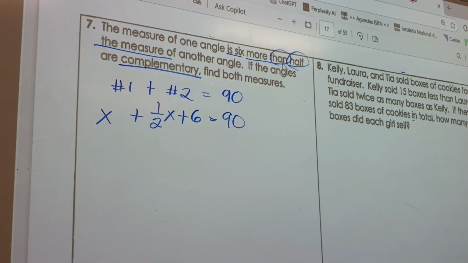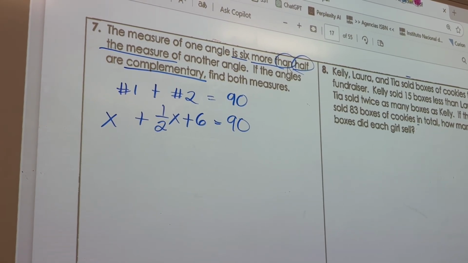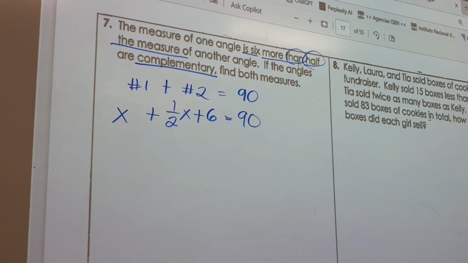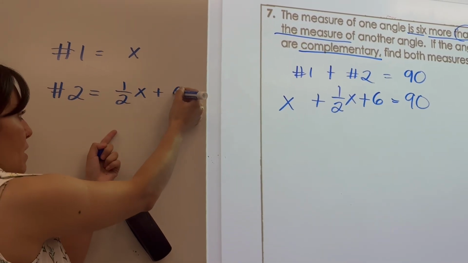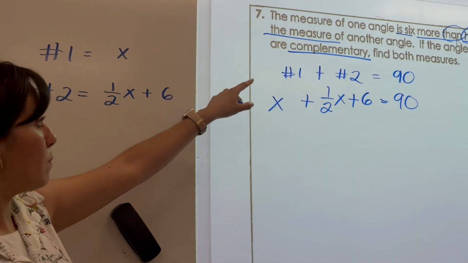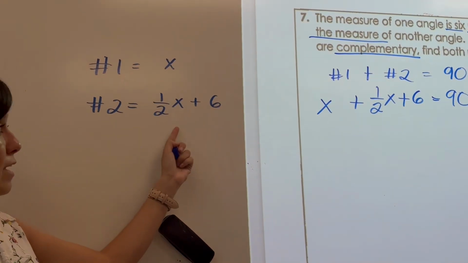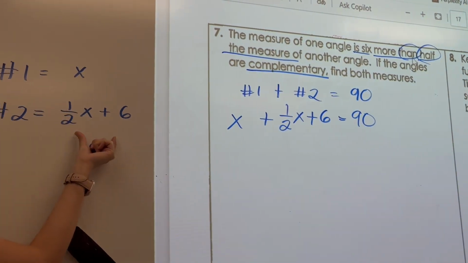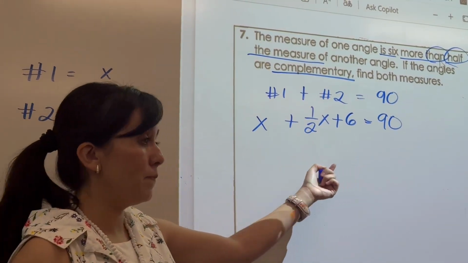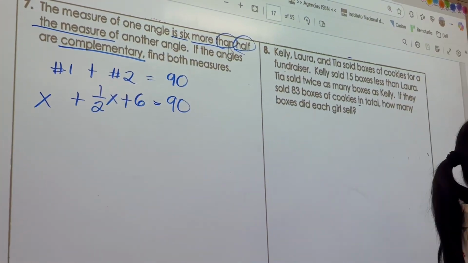Okay, let me put it in a better way. So we have angle 1, that is x, and angle 2, that is going to be 1/2 of x plus 6, right? And complementary angles mean that they are 90. So we have the angle 1 plus the angle 2. Is it clear? Any question? Okay, let's set up the second one, and then we do both of them.